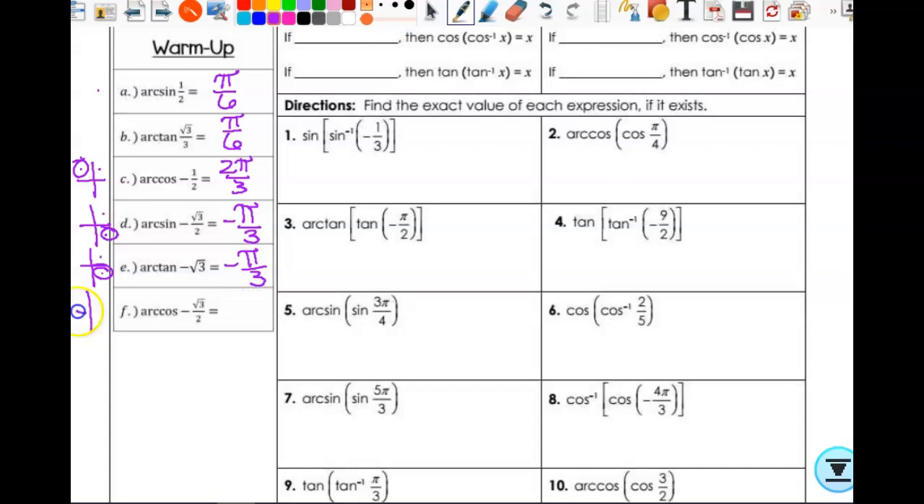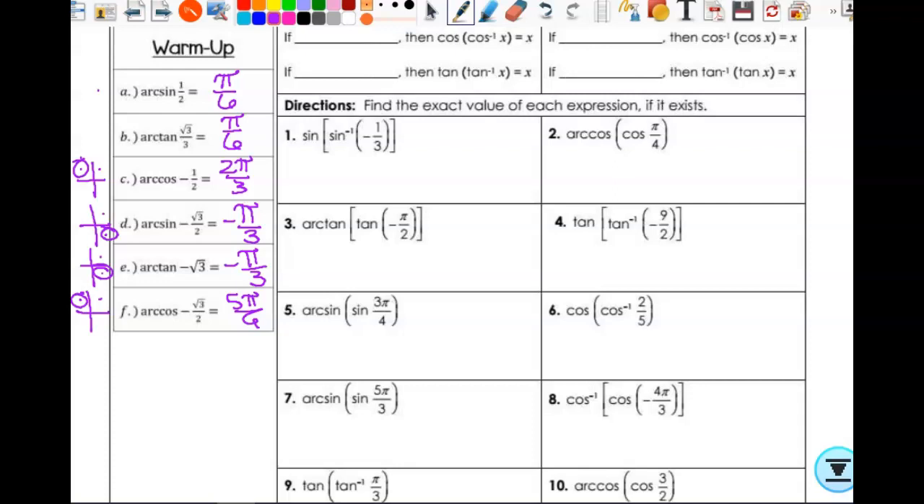This one's negative. Cosine comes from first and second. This is negative, so I know it's coming from the second quadrant. So then I ask myself, the reference angle that gives me a cosine value of square root of 3/2 is pi/6, but then I need my second quadrant pi/6 angle, which is 5 pi/6. Okay, we good on that?